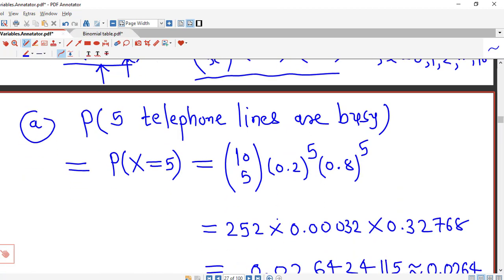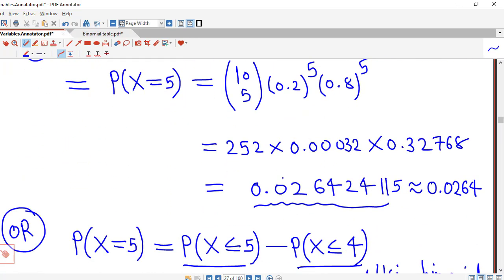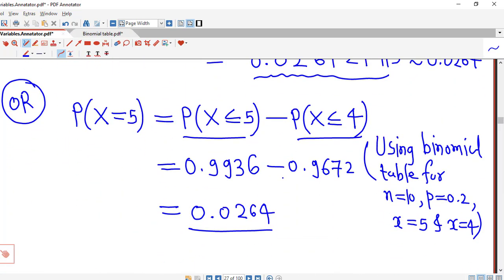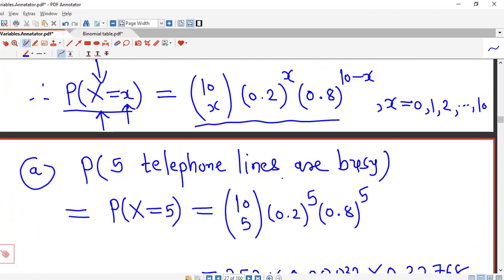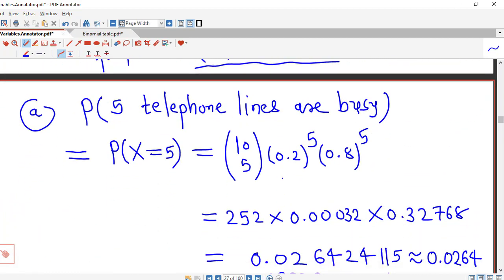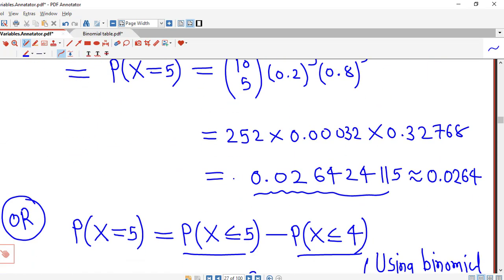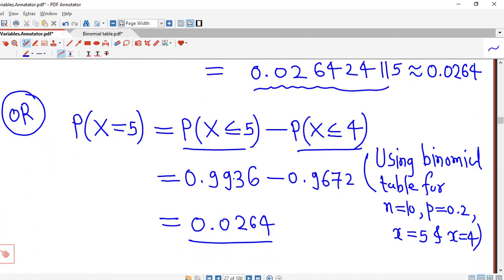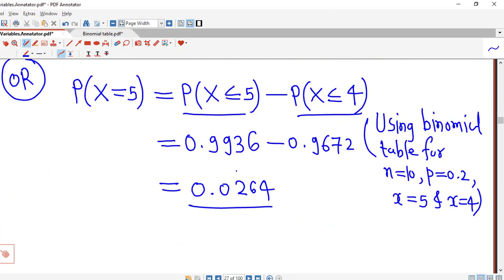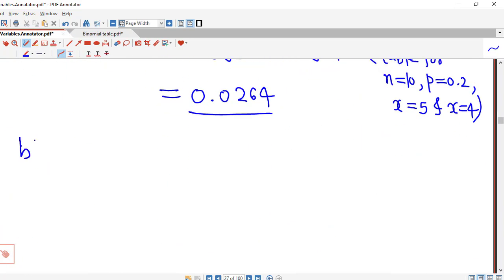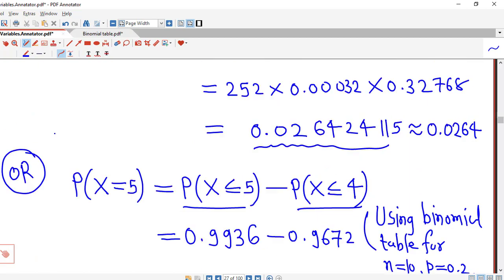So if you are not comfortable with calculations, you can use the binomial probability table also. That is your choice, as per your convenience. Either you can use this formula for probability mass function, or you can use the binomial probability table. Both are easy. Okay, fine. Now we consider the second part, part B.